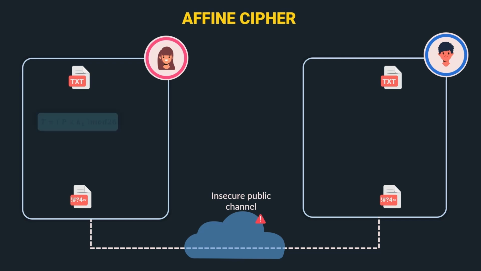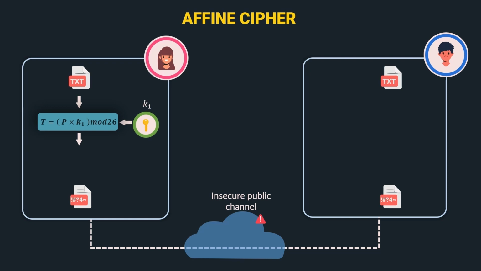So the first step is T equal to P into K1 mod 26. You may be wondering what is this T. So T is a temporary variable which stores the value of the first step, which we'll use in the second step. So in first step, Alice multiplies the plaintext with the key K1 and applies the mod 26 operator to get the value of T. Now we go to the second step.